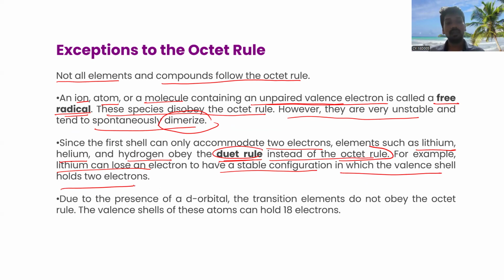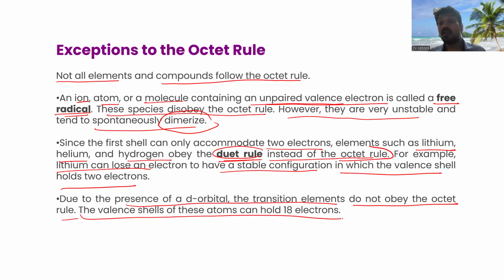Okay. Now let's go for some D block elements, where they have a different configuration which represents their stability. They don't follow the octet rule because they have the presence of d orbitals. So the transition elements, the elements which are present in the d block, do not obey octet rule, and the valency shell of these elements can hold 18 electrons. So they have a separate rule which is known as 18 electron rule. We are going to study these things in higher classes.